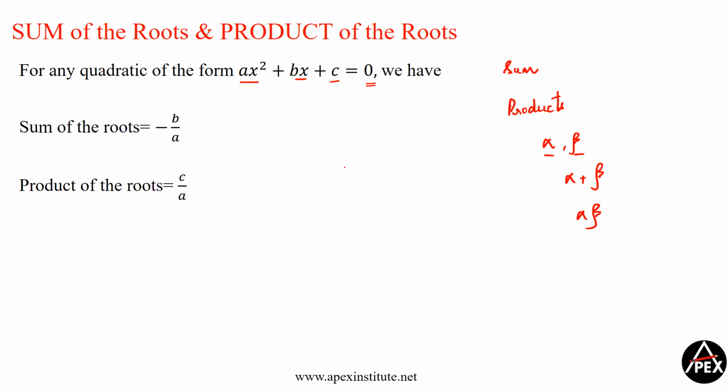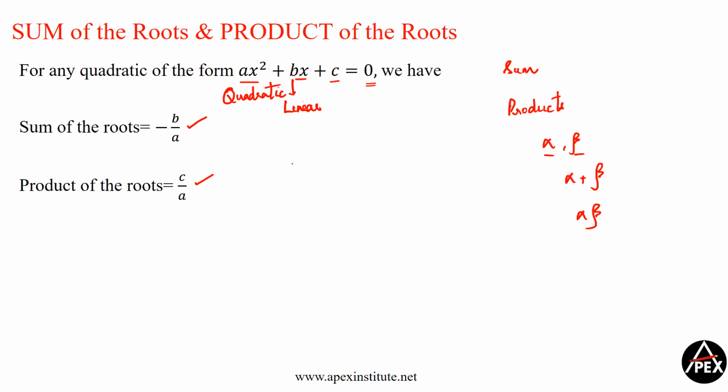Okay, so you can find the sum of the roots of the equation by this formula, minus b by a, and the product of the roots by the formula c by a, where b is the linear coefficient. So the coefficient of x, we call this the linear coefficient, and a is the quadratic coefficient, and c is the constant. So the sum of the roots is given by minus b by a, and the product of the roots is given by c by a. Clear?